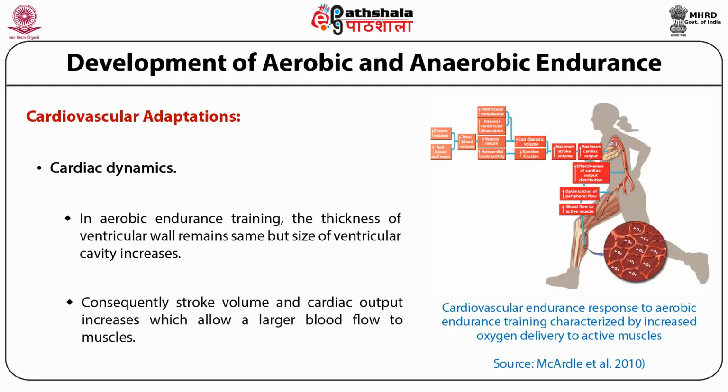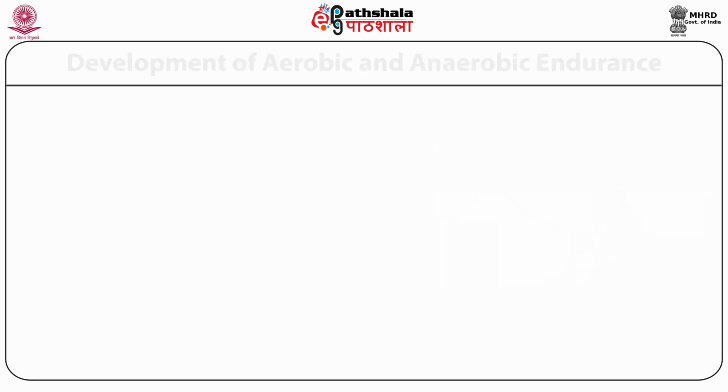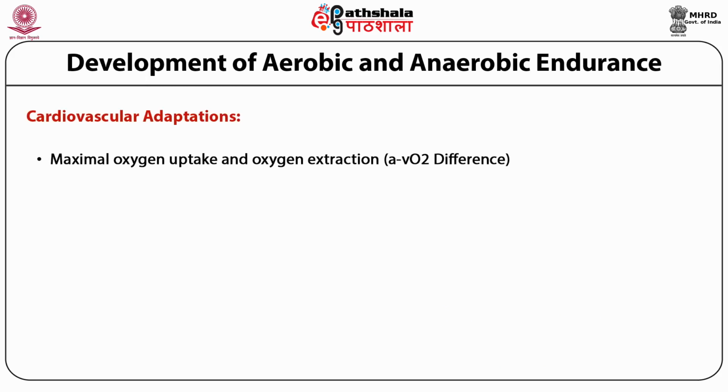It enables more ventricular filling with the blood during diastolic or resting phase of the cardiac cycle. Consequently, stroke volume and cardiac output increases, which allow a larger blood flow to the muscles. As training progresses, heart rate for a standard workload as well as rest decreases. Therefore, a trained individual is able to achieve requisite cardiac output at lower heart rate. However, during a high intensity exercise, heart rate increases to accomplish increased demand of cardiac output. Let's see the change in maximal oxygen uptake. The maximal oxygen uptake represents an individual's cardiorespiratory capacity.